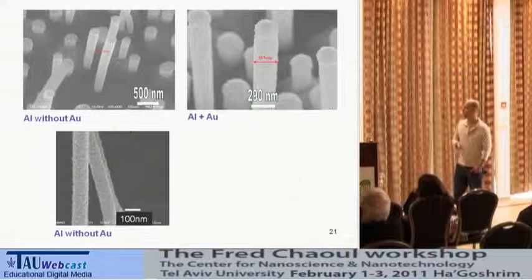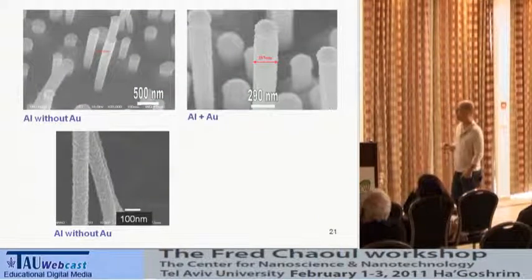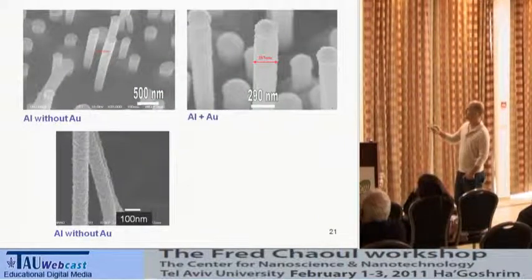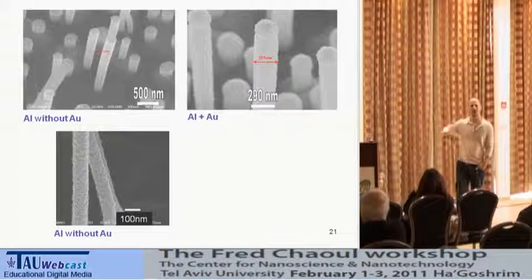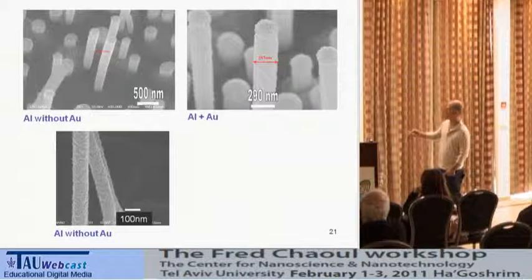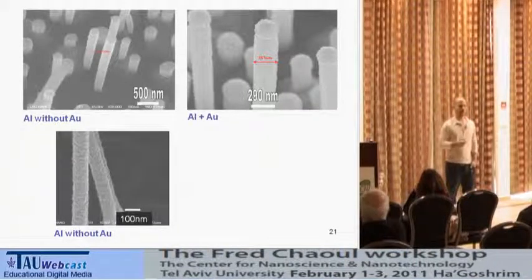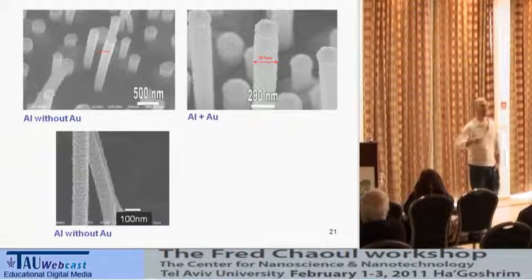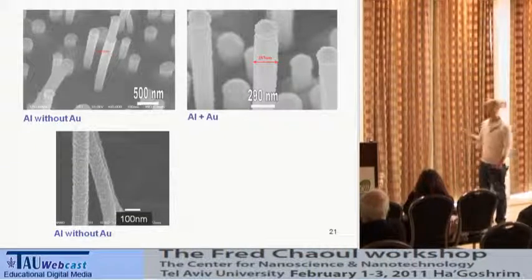And these are some more pictures that you can see here. This is aluminum without gold. This is aluminum with gold. For some of the materials, sometimes we covered another protective layer of gold to prevent oxidation. And this is another picture of aluminum. This is the final whiskers that we eventually worked with. You can see the diameter is about 100 nanometers. And as I said, the diameter of what Hadass is growing at the Weizmann Institute is about 50 nanometers.